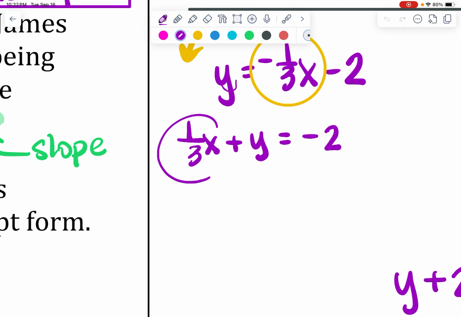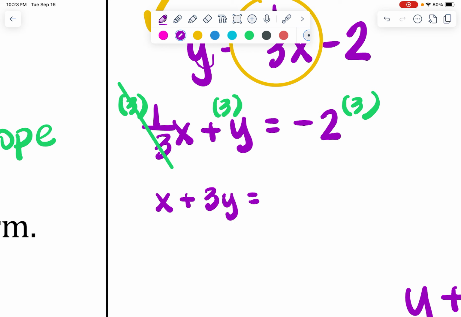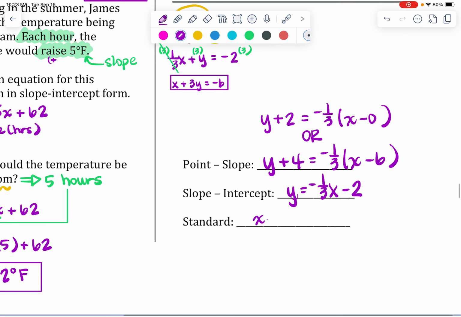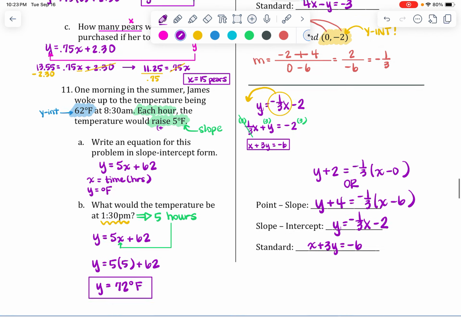And my x term is positive, which is cool, but it has a fraction, and that's not cool. So I need to get rid of my divide by 3 by multiplying everybody by 3. And of course, 3 times a third is just 1. Use your calculator if you don't know this. So that's just going to give me 1x, or x. If you want to put the 1, you can. It's understood. And then 3 times y is 3y, and 3 times -2 is -6. Okay, so x plus 3y equals -6.